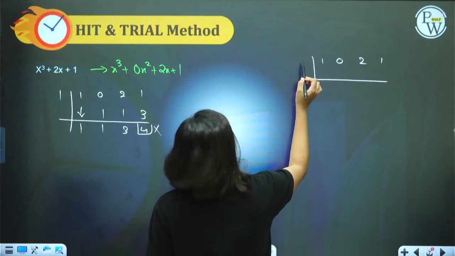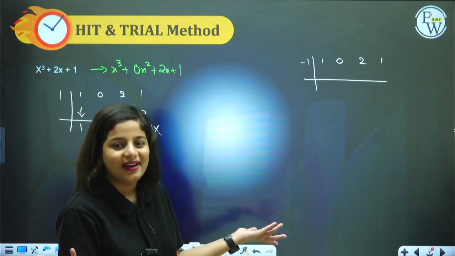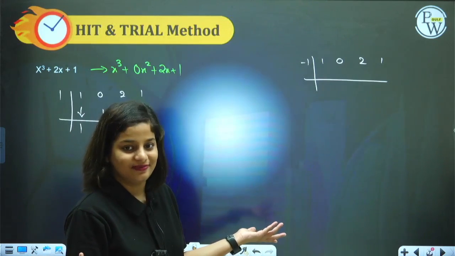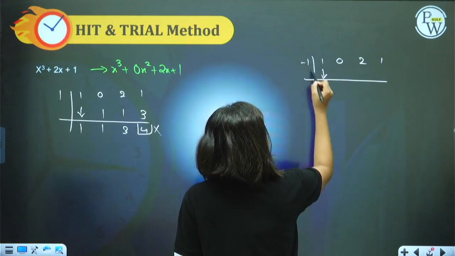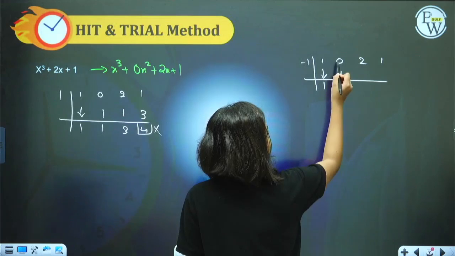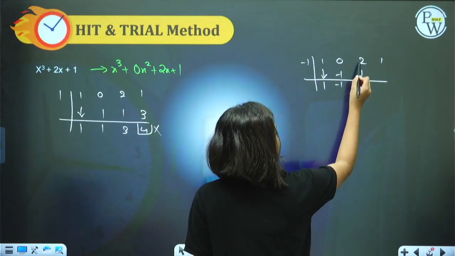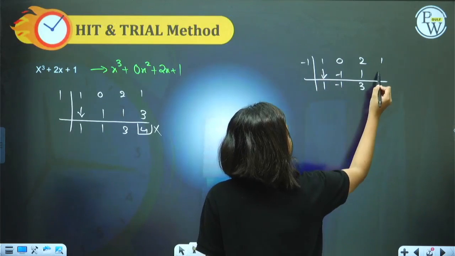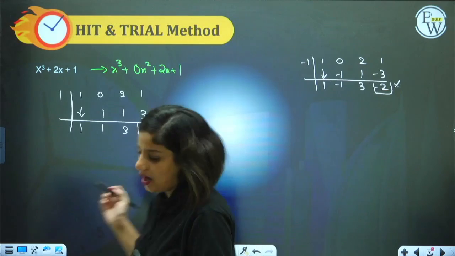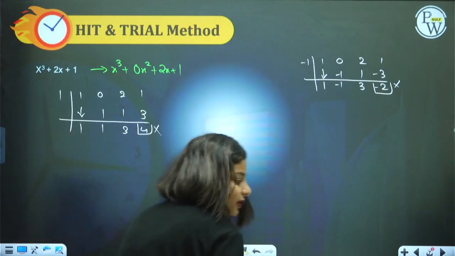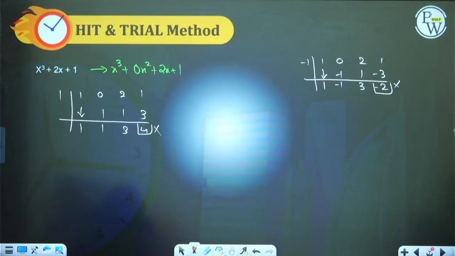Okay, let's try it with, say, minus 1. Our next Brahmastra. Bringing 1 down as it is. 1 into minus 1, minus 1. 0 minus 1, minus 1. Minus 1 into minus 1, plus 1. 2 plus 1, 3. Minus 1 into 3, minus 3. 1 minus 3, minus 2. Oopsie, now what? Now what, guys? Where should we go? What should we do?